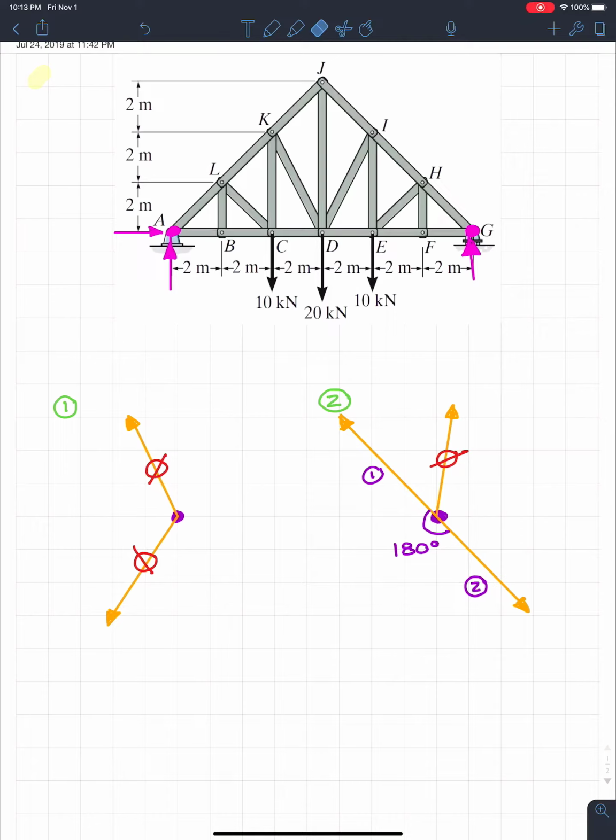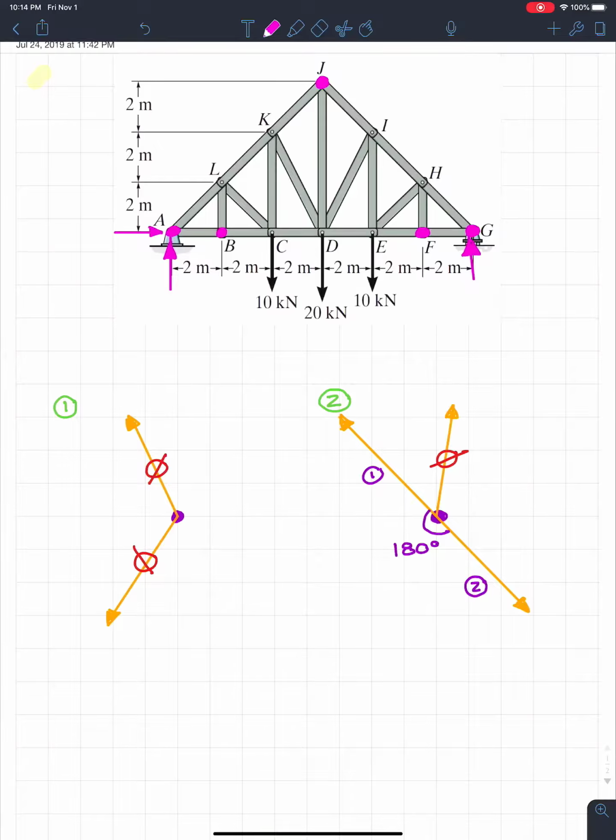Now, let's go to situation 2. Well, the first part of situation 2 is three members. So if I look at this truss, I see point B has 3 members, and I see point F has 3 members. Where else can I look? Oh, point J has 3 members. So we got 3 situations in which we have 3 members.